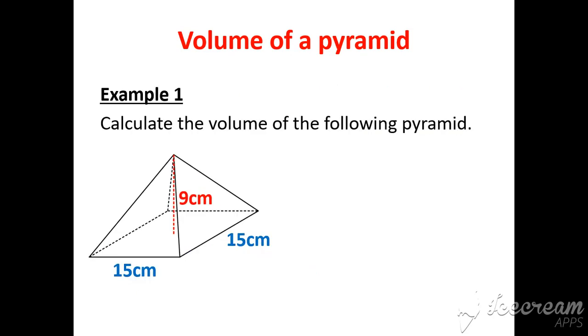All right, let's put it into use. Let's go with example 1. Calculate the volume of the following pyramid. It's a square-based pyramid, so the base is a square, 15 centimeters by 15 centimeters. The height of the pyramid is 9 centimeters. So we know the volume of a pyramid is area of base times height divide 3. So we're going to go 15 times 15 times 9 divide 3, because we know the base is a square, 15 times 15, and the height is 9. So that's why we've got 15 times 15 times 9, all divided by 3.